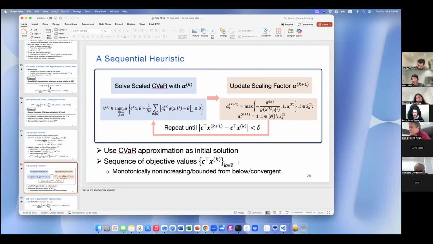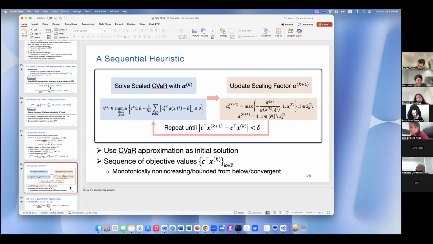I personally have another work, and hopefully I can talk about it in the future, on the distributionally robust chance constraint. There we can answer your question of how many iterations we need to beat the CVaR approximation. We already have some initial answers, but it's in a different work.